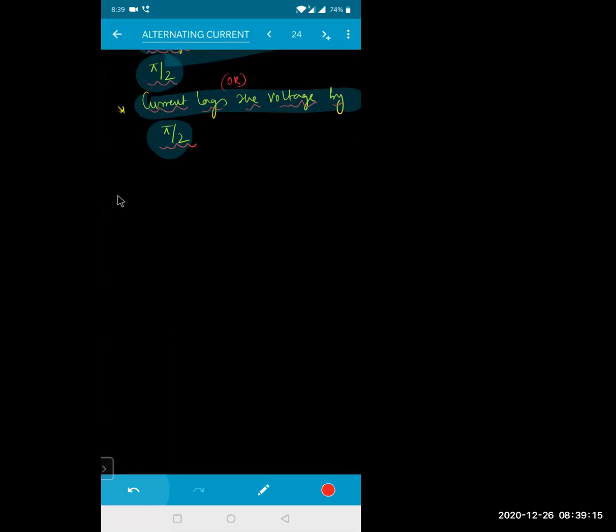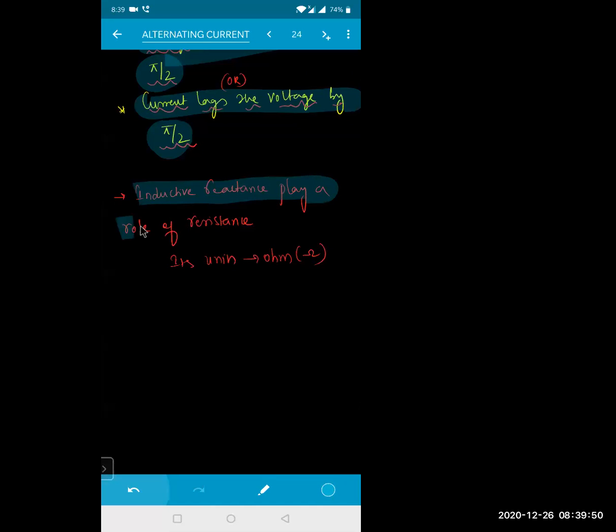And make sure you also write this point. Inductive reactance plays the role of resistance. Its unit is ohm. So inductive reactance can play the role of resistance. That is a very important point you need to remember for this.